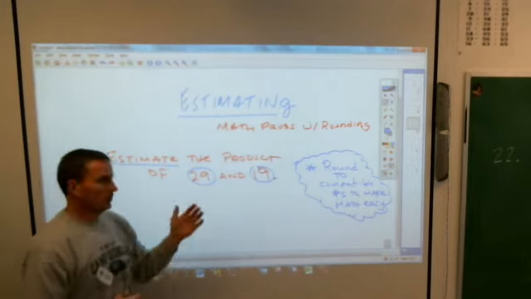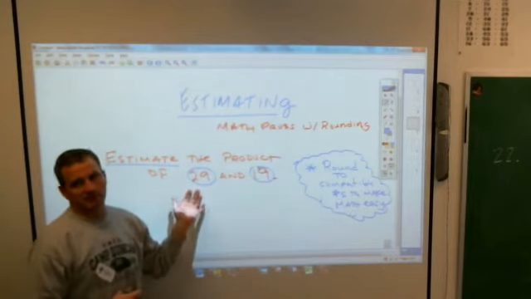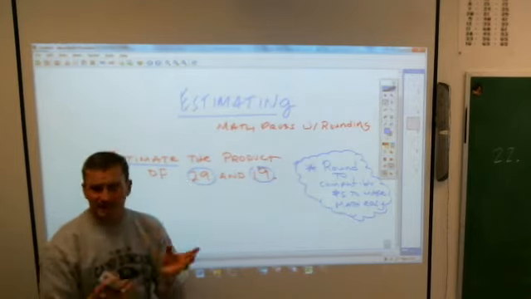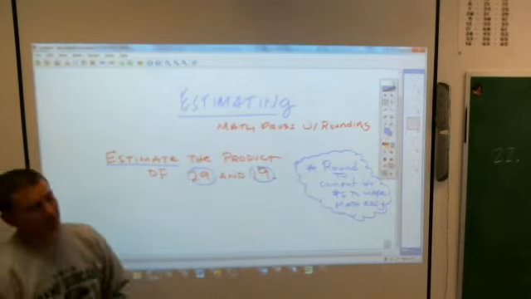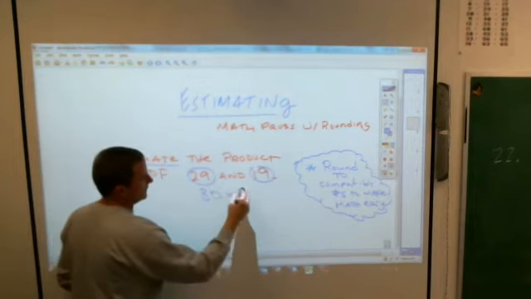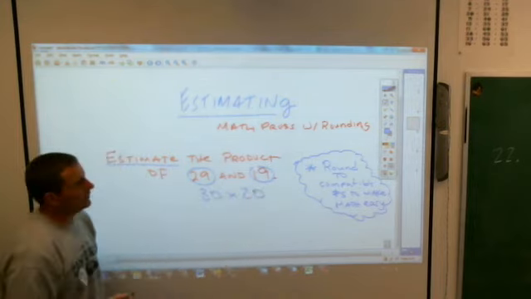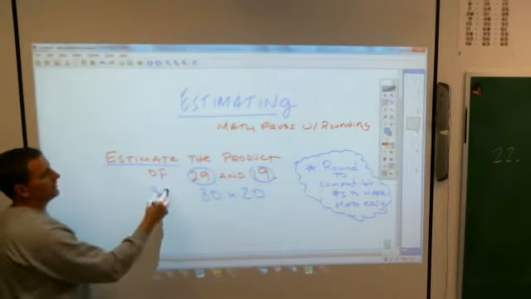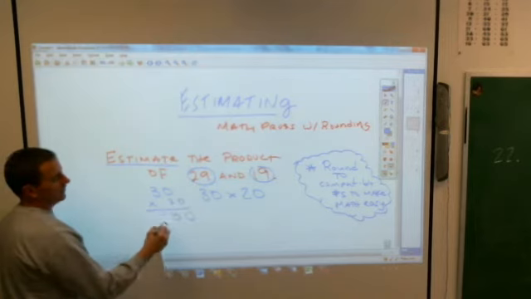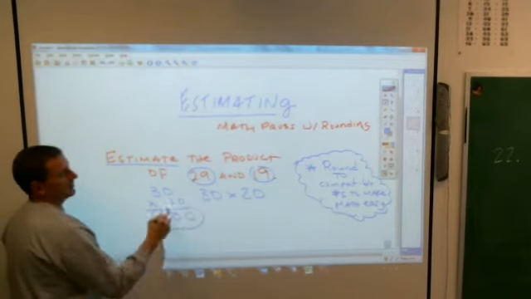I mean, you could say, well, let's make them both zeros. But you need to look at 29 and say, 29 is pretty close to 30. And 19 is very close to 20. And those are two numbers that should be relatively easy for you to multiply. However you multiply, if you hang out that digit over there, you know, your answer is 600.